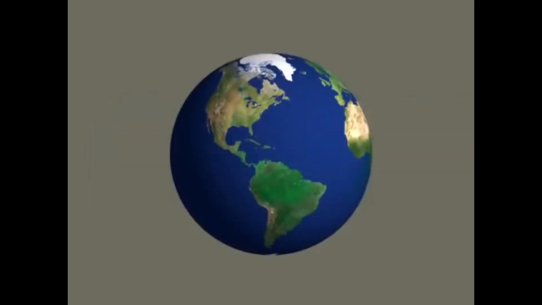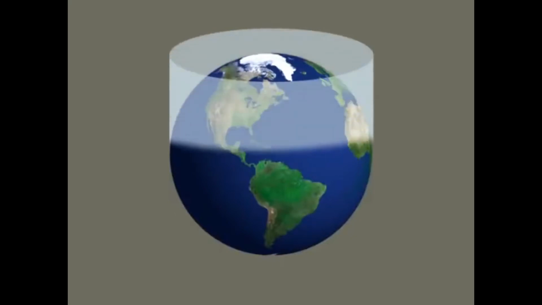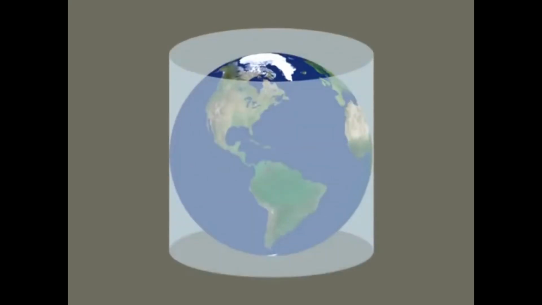The simplest map projection consists of surrounding Earth with a cylinder and having each point of its surface correspond to a point on the cylinder.